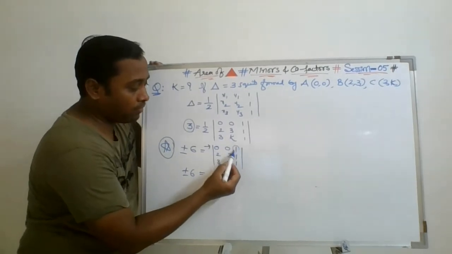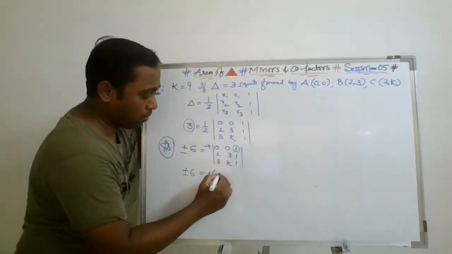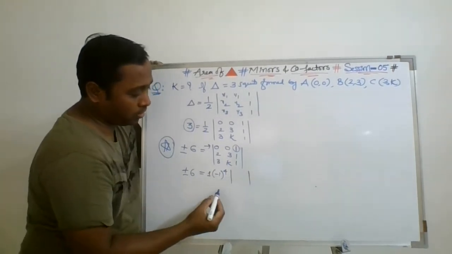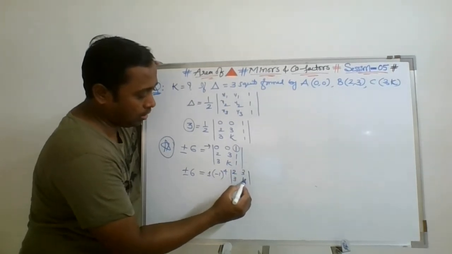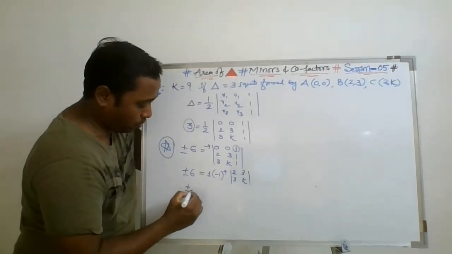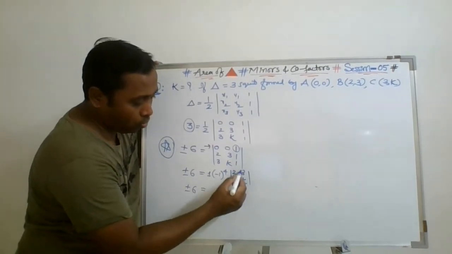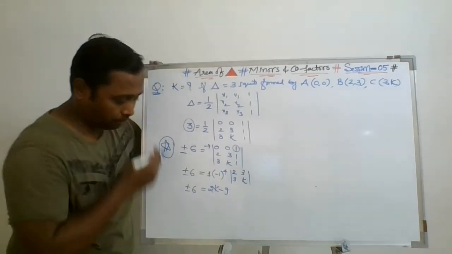So we are only left with element 1, other two are zeros only. So 1 into minus 1 to the power of 4 into the determinant. What is the determinant? Left with 2, 3, 3 and k. So plus or minus 6 is equal to 1 into 2k minus 9. So finally we are left with 2k minus 9.